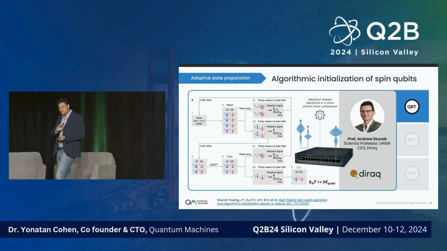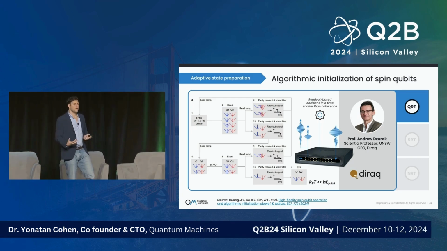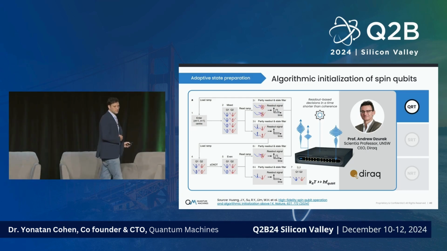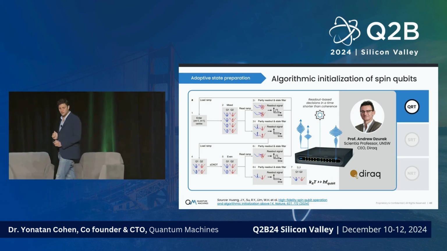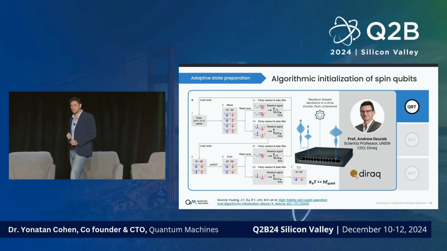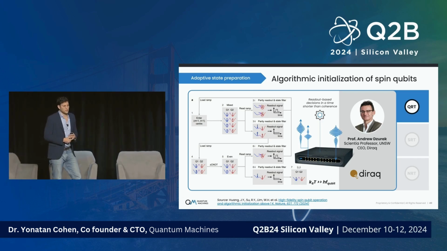So I want to just give you a few examples of how our customers are actually using this OPX platform to run adaptive quantum circuits. I'm going to go through this pretty quickly because we don't have a lot of time. This is the first example from Andrew Dzurak, CEO of Diraq, and also a professor at UNSW.